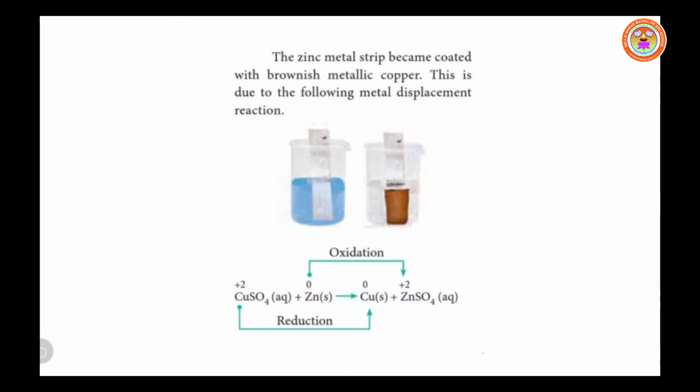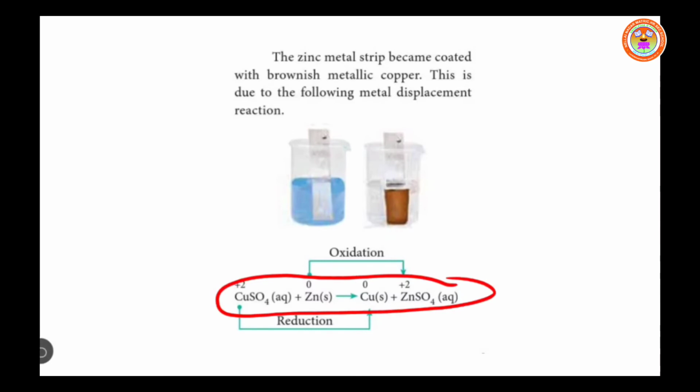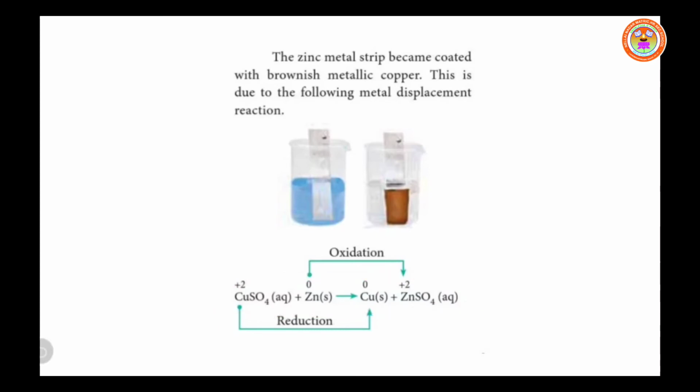Understand, children? Now we can see the reaction of copper sulfate with zinc. When a zinc metal strip is placed in copper sulfate, the zinc will displace copper from copper sulfate. Therefore, the balanced equation is CuSO4 plus Zn gives Cu plus ZnSO4. Here, the copper sulfate and the zinc sulfate are in solution, so write aq. Then zinc metal and copper metal are in the solid form.